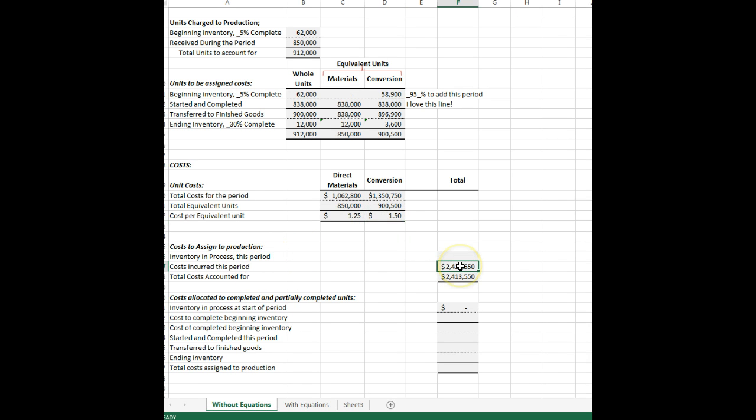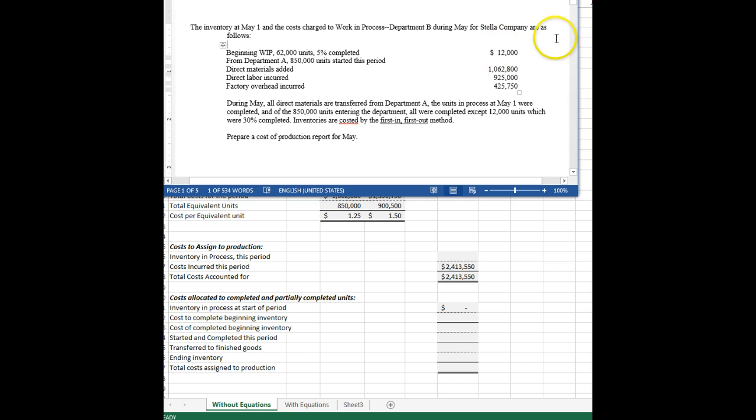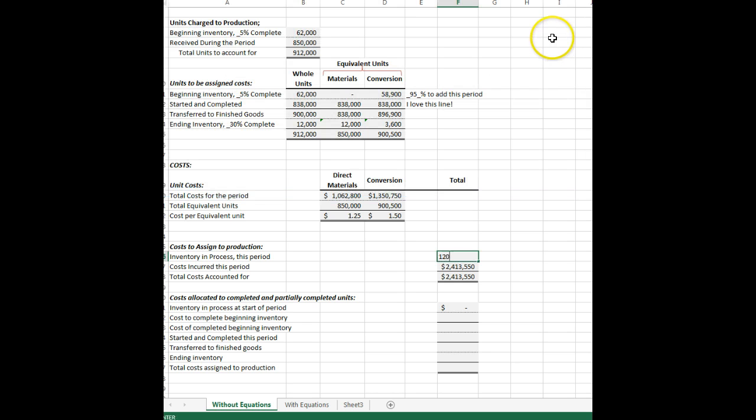Cost incurred this period here is the same as just adding up all the costs we have, direct materials and conversion costs. That's good. The inventory in process at the beginning of the month was $12,000. So the addition of the $12,000 that we had at the beginning of the month plus everything we incurred during the month gives us total cost to account for of $2,425,550.